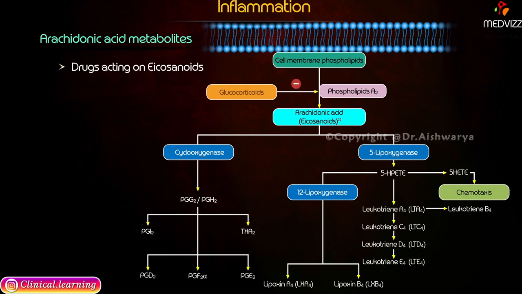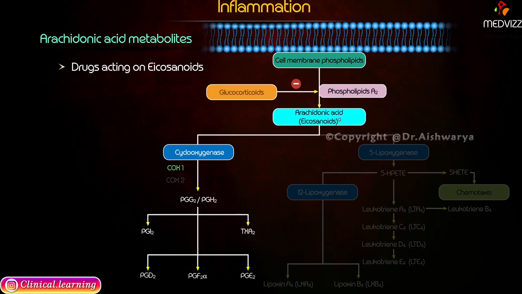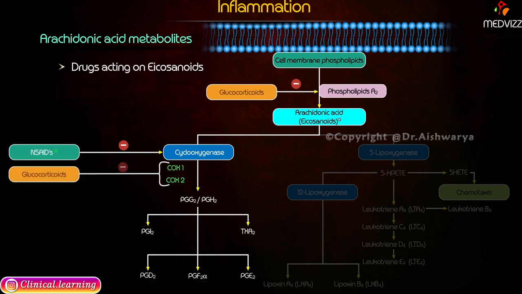Glucocorticoids are the ones which inhibit the synthesis of this phospholipase A2. And from phospholipase A2, the product which is produced is called arachidonic acid. And from the arachidonic acid, by COX-1 as well as COX-2, the prostaglandins are produced. So non-steroidal anti-inflammatory drugs are the ones which inhibit cyclooxygenases. Glucocorticoids can inhibit COX-1 as well as COX-2 and prevent the synthesis of prostaglandins.